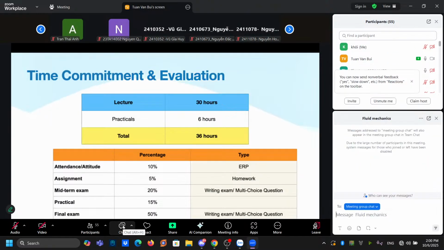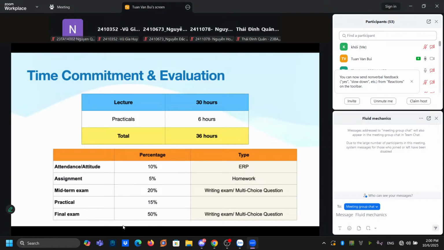About the time commitment and evaluation, you get 3 ECTS with a lecture time of 30 hours. You will have 6 hours doing practical work in lab 210, that is on the second floor of the A21 University building, in room 210. So in total we have 36 hours.